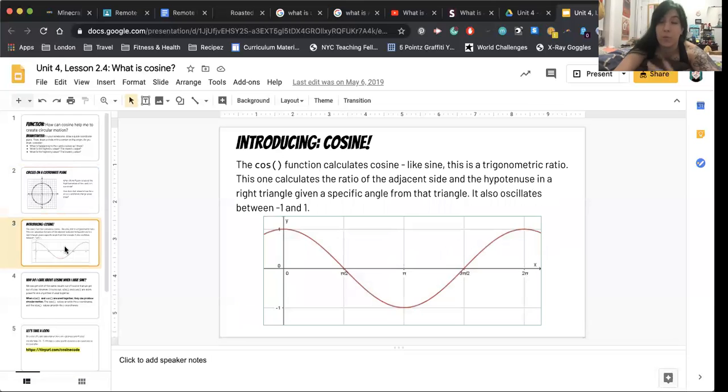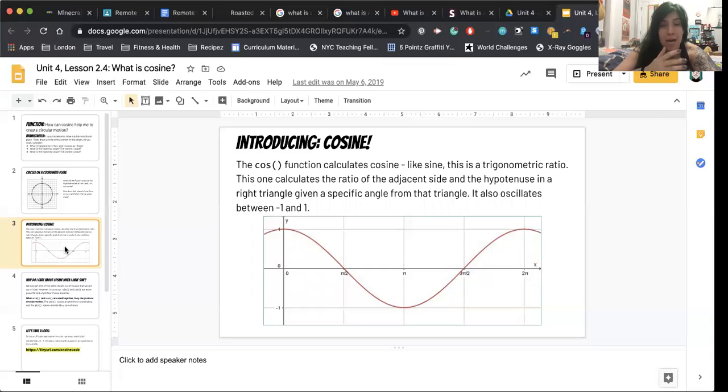So this is where we are going to introduce cosine. Cosine is a trigonometric function, very much like sine. It is one of those ratios that exists in a right triangle, and this one takes a look at an angle, and it uses that to calculate the ratio between the adjacent side and the hypotenuse of the right triangle. If you are in geometry, or if you took geometry last year, you have probably talked about this. If you are not in geometry yet, this is something that will come up for you.